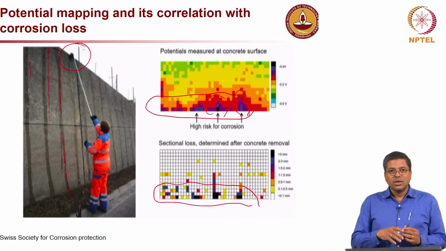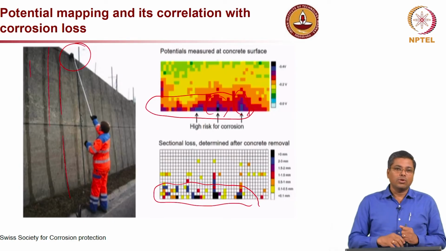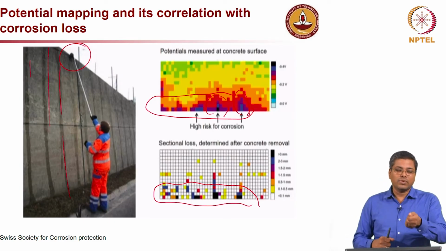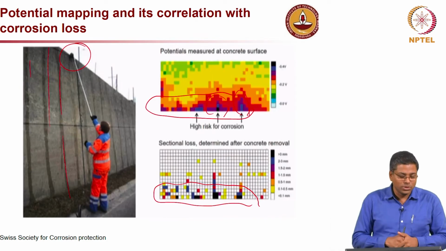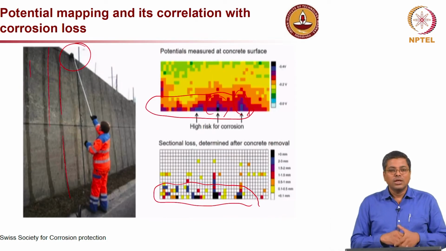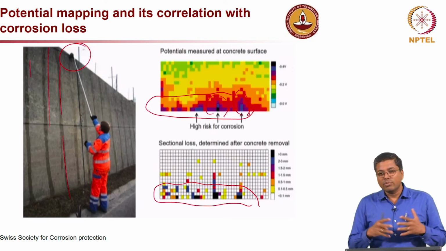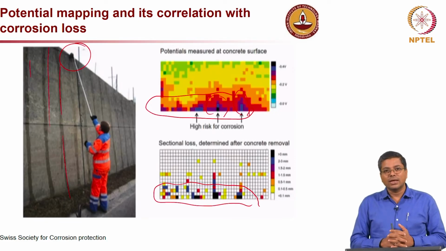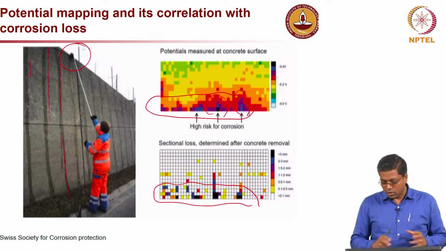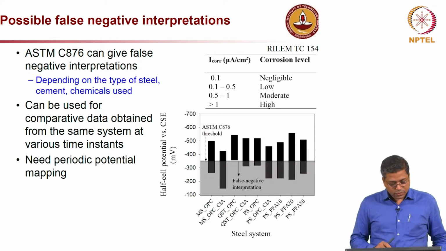It is not just that you take this handy tool, go to the site, put it on the concrete surface, take a reading and say that this is my corrosion potential, this is the corrosion potential measured. You may end up with a lot of scattered data which may not really give you anything useful at the end. So quality control of measurement is very important when you talk about this kind of test.